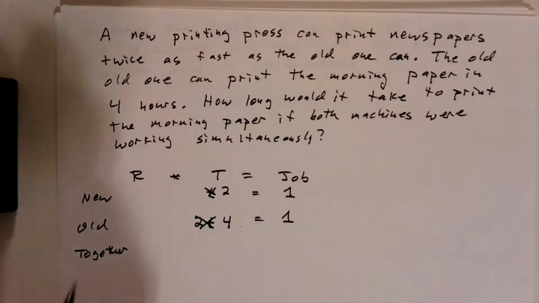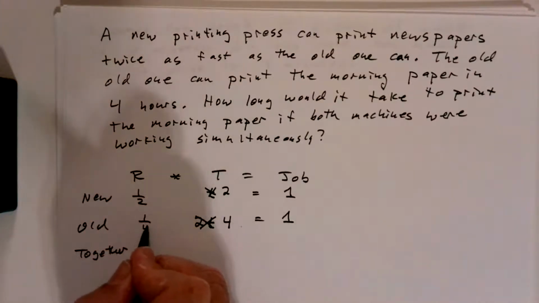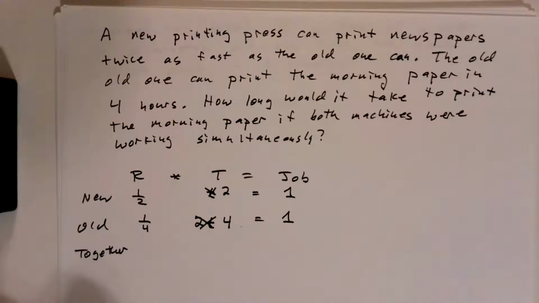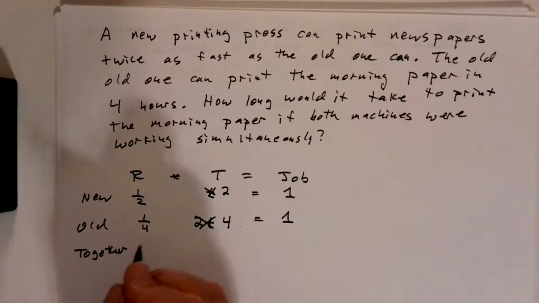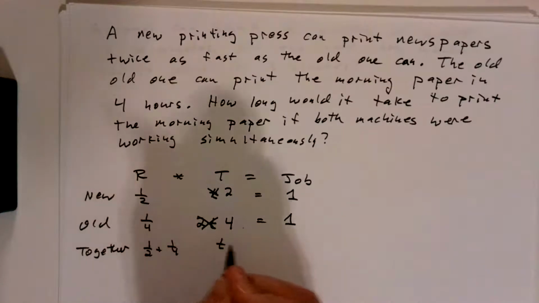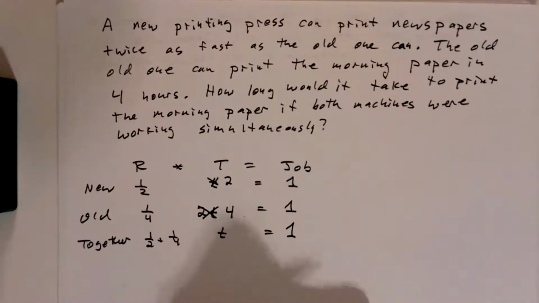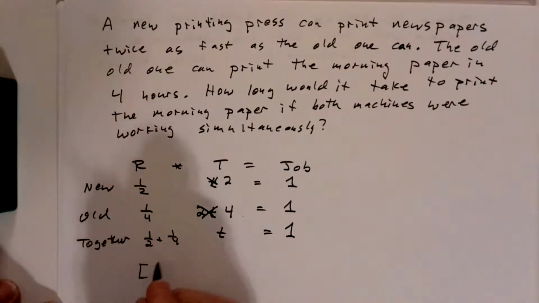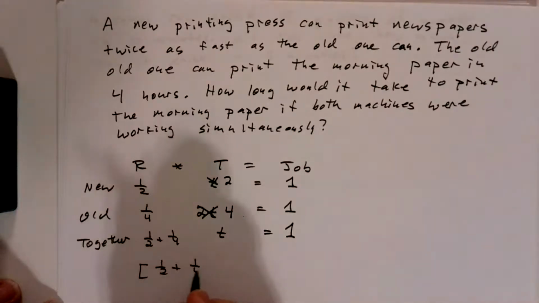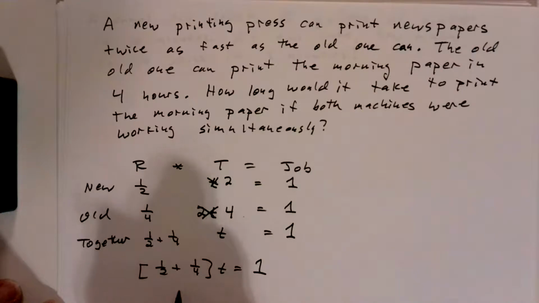Well, this is a little easier then. So the new one does one job in 2 hours. The old one does one job in 4 hours. So if they're working together, what will that be? That will be one job in 2 hours plus one job in 4 hours times T hours to equal one job. So this actually is quite a bit simpler than the last example that we did. So looking at our equation, 1/2 plus 1/4 T equals 1. 2/4, 1/4.